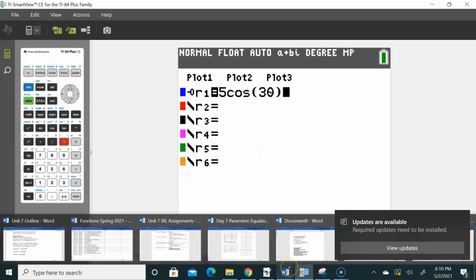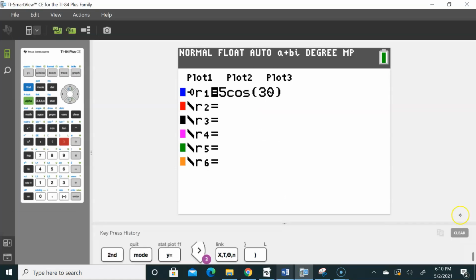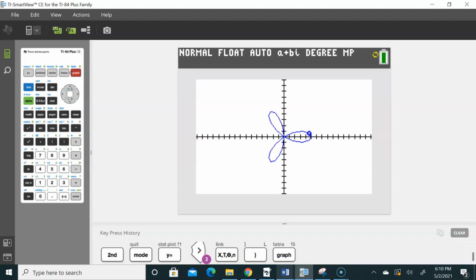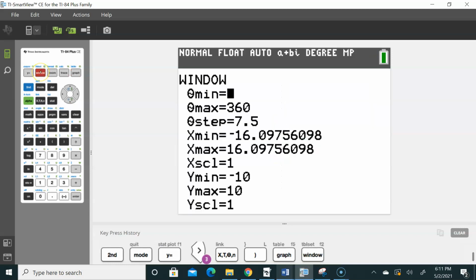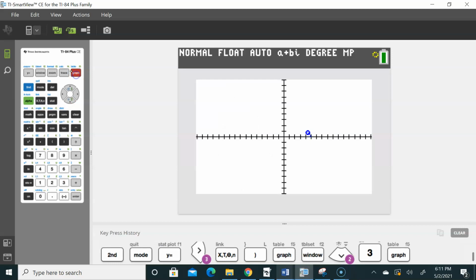I already have it in there. And 5 cosine 3 theta is in there. That's not 30, that's a 3 theta. I'm going to hit graph, and look what we get. If you want to slow down a little bit, maybe try 3. This is called a flower graph. It's drawing a 3-petal flower, and look, it drew it twice.